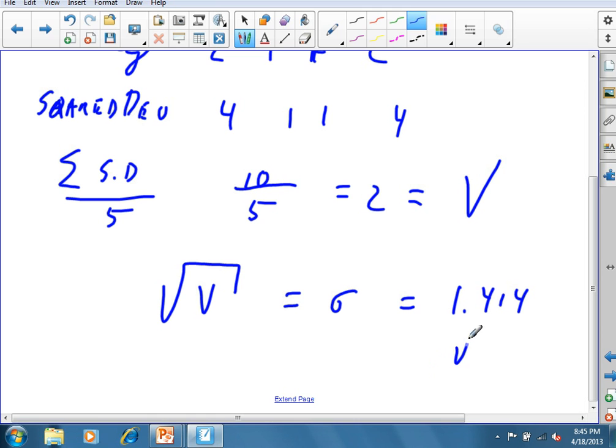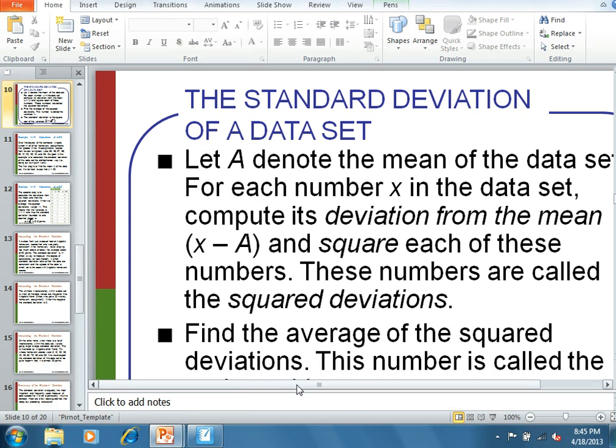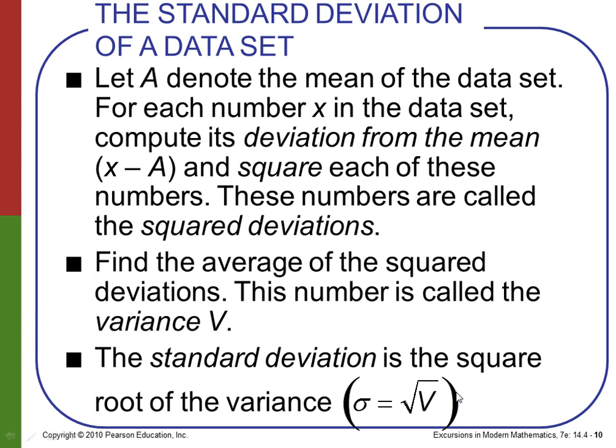Or I could just leave it as the square root of 2, that'd be perfectly okay too. So I can follow that rule and do it, or I can just put the data set in my calculator and have my calculator do it for me. That's okay too, I like that idea much better. But for tonight, we should be able to do that because we just looked at it. So we're going to find the mean, find the deviation from the mean, square each of the deviations, find the average of those squared deviations, and then take the square root and call that our standard deviation.